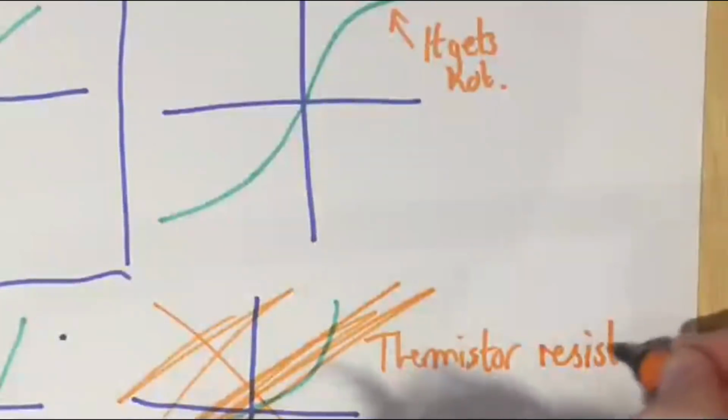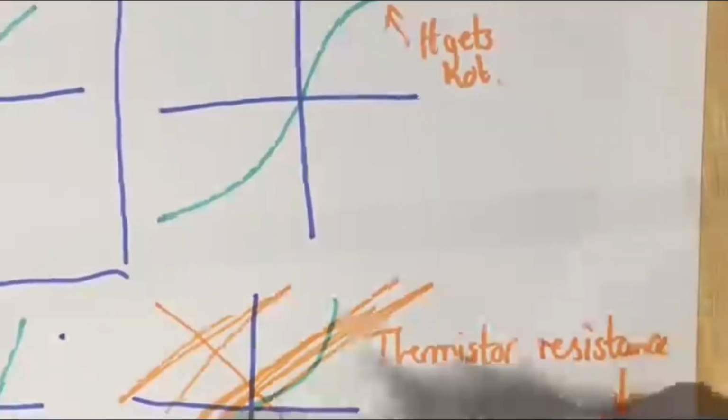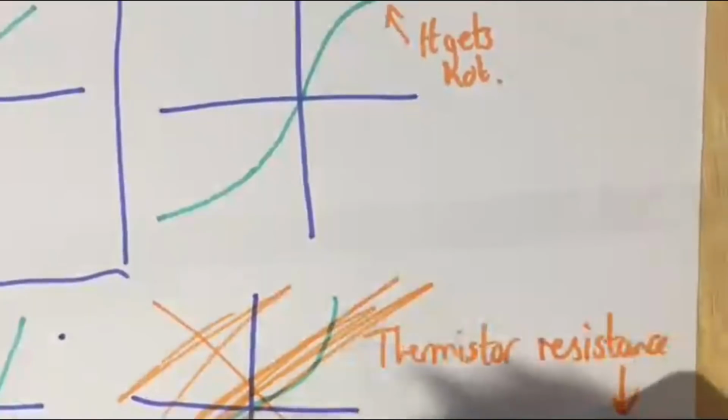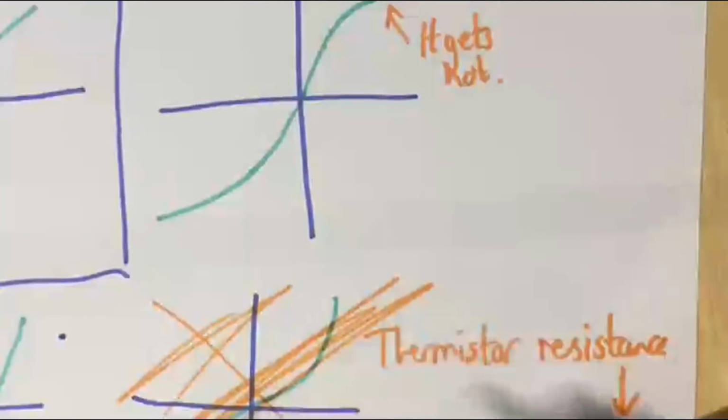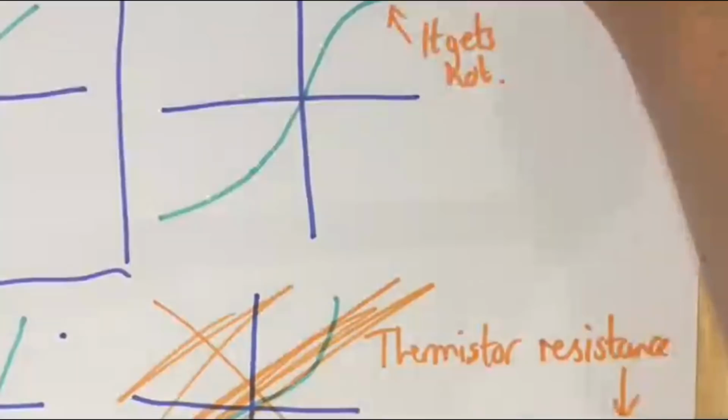Okay, don't worry about the graph. The only thing you need to know is that for a thermistor, the resistance decreases with temperature, so it's weird. As it gets hot, the resistance goes down. And the other one is a light-dependent resistor. Again, the more light, the resistance goes down. That's all you need to know for them.